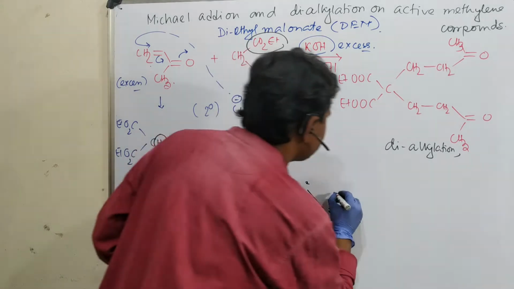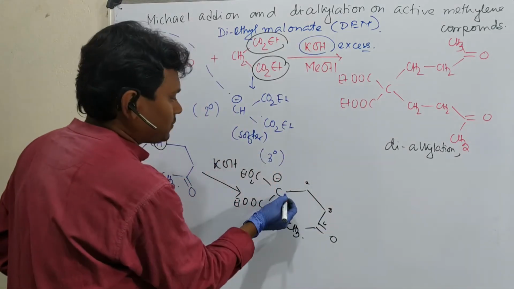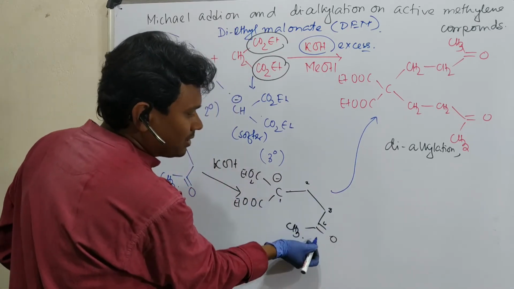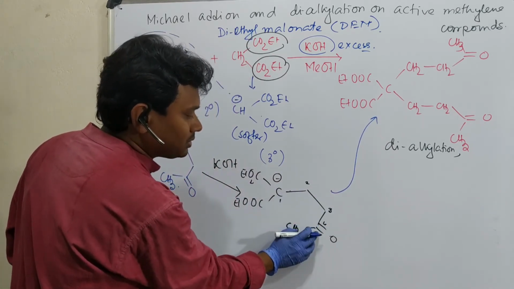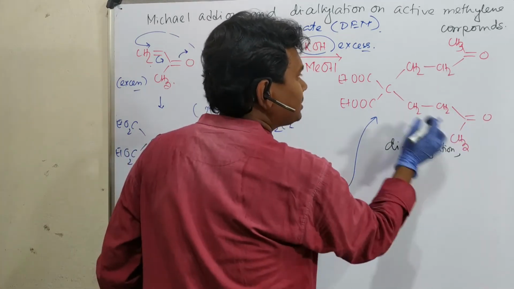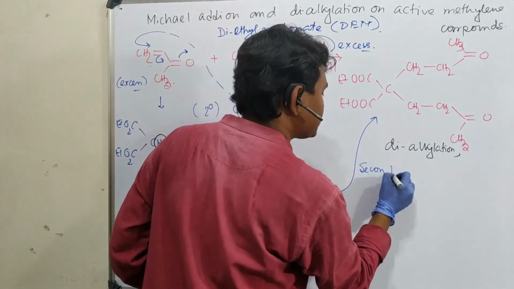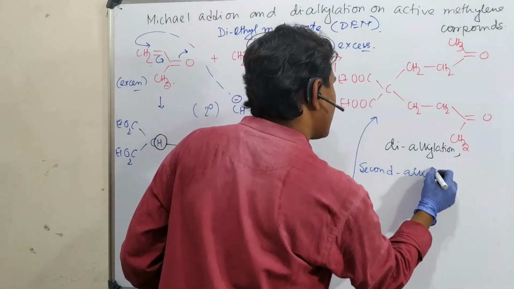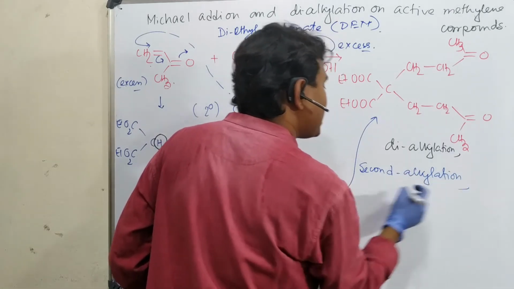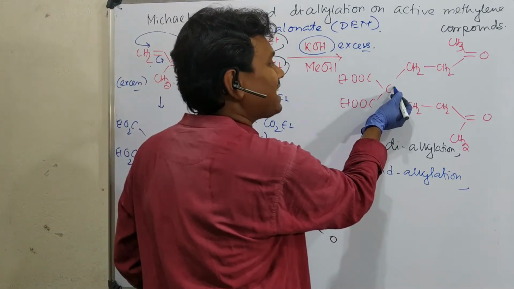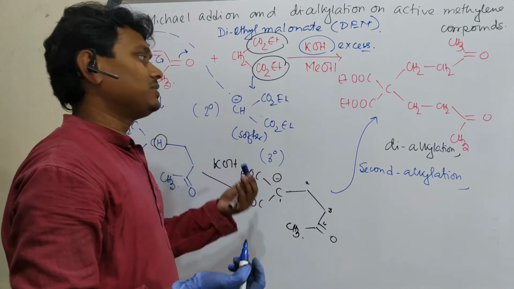Fine. So what is the product? First of all, it will react and ultimately, see this side, this part, 2 carbon, carbonyl methylene, 2 carbon, carbonyl methylene. Second one is another possible alkylation. Why will the reaction stop here? Because no removable, acidic proton is there. So the reaction will stop here.